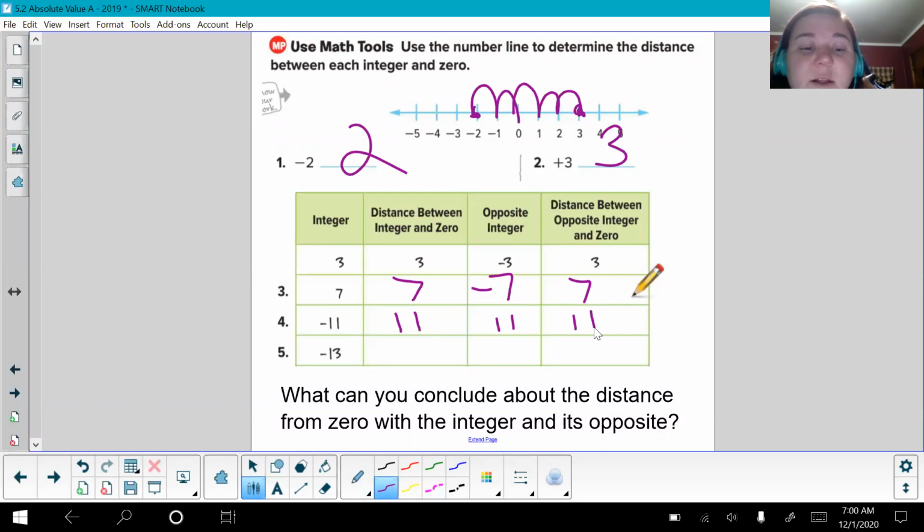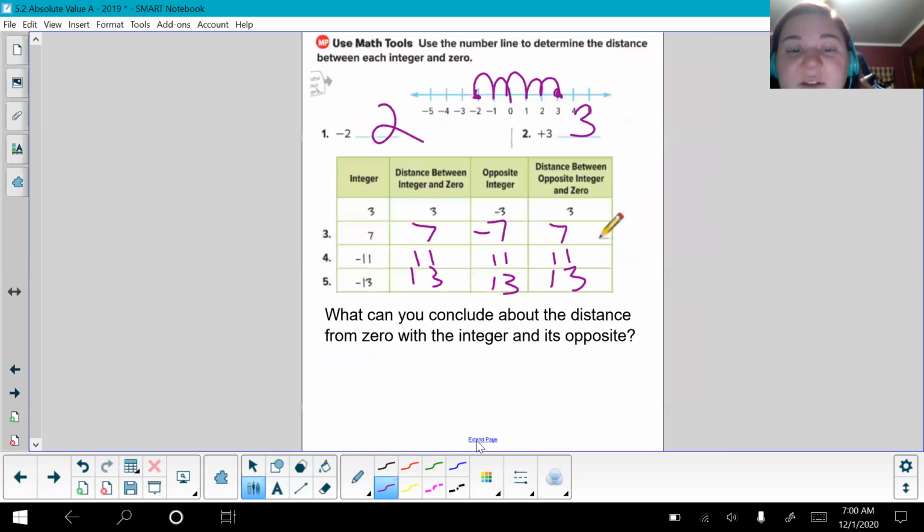Same thing here. -13 is 13 from zero. The opposite of a -13 is a +13. And how far is 13 from zero? 13. So what can we conclude? Basically, if you're looking at this, what relationship do you see between the integer and the opposite and the distance to zero?